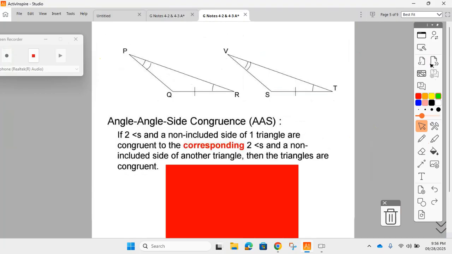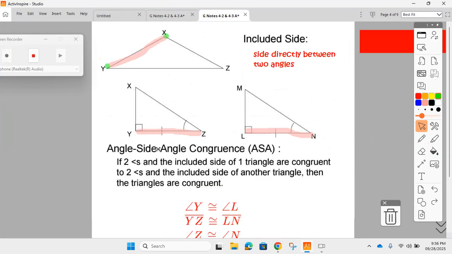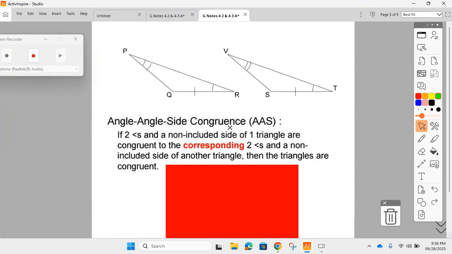Our next shortcut, angle, angle, side congruence. So here it was two angles with an included side. Now it's going to be two angles, but the side is not included. So it's a non-included side. So we're still proving triangles are congruent with this shortcut, this postulate, but they're two different postulates, so you have to know the difference between them.